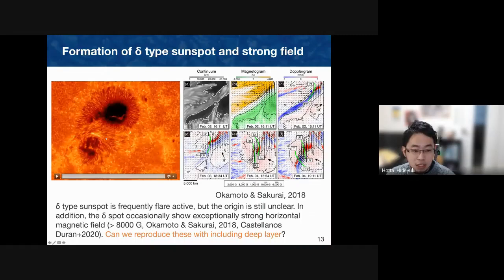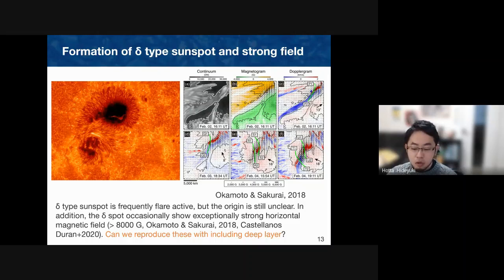Recently, Okamoto-san and Sakurai-san found a very strong magnetic field between the two polarities. The horizontal magnetic field in Okamoto-san's observation exceeds, I guess, 6,000 Gauss. But recently, Castellanos Duran observed this same region with a different technique, and they conclude that the horizontal magnetic field at the tau equal one level exceeds 8,000 Gauss. This is a significantly strong magnetic field.